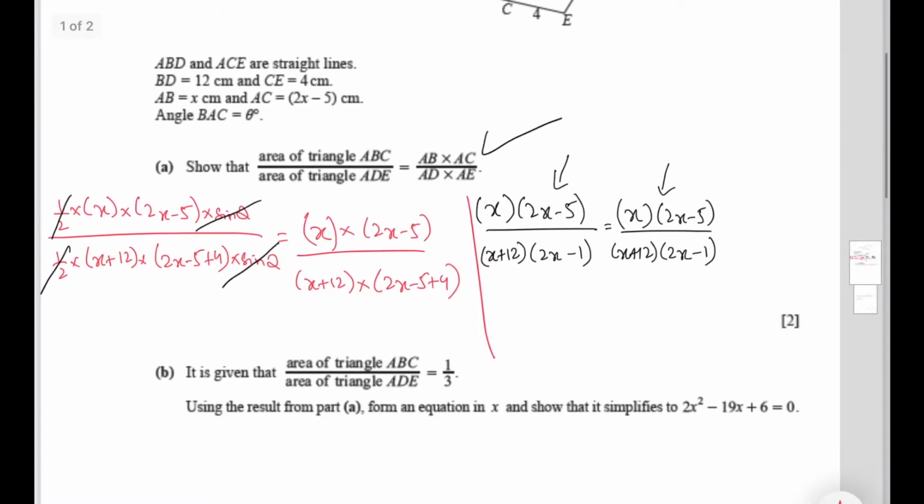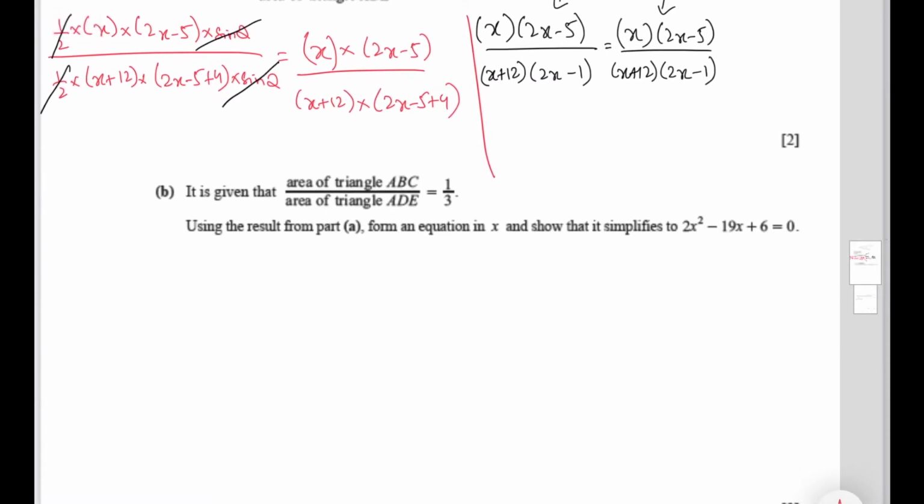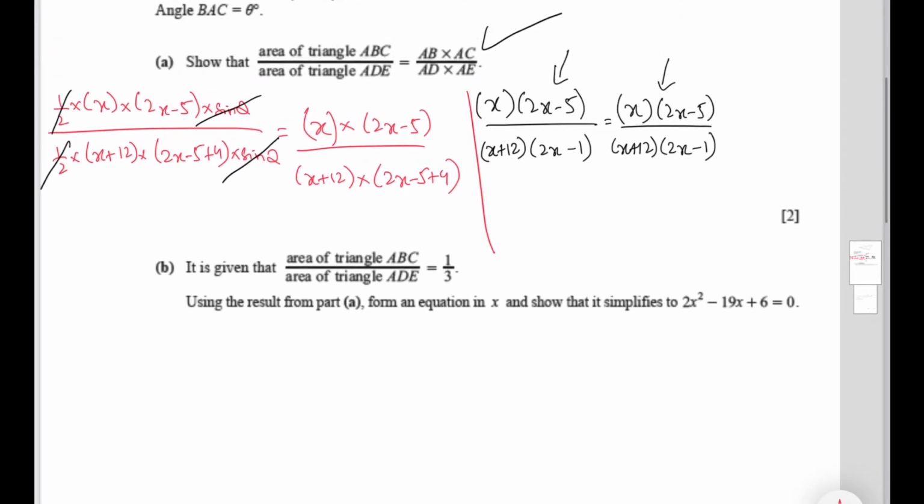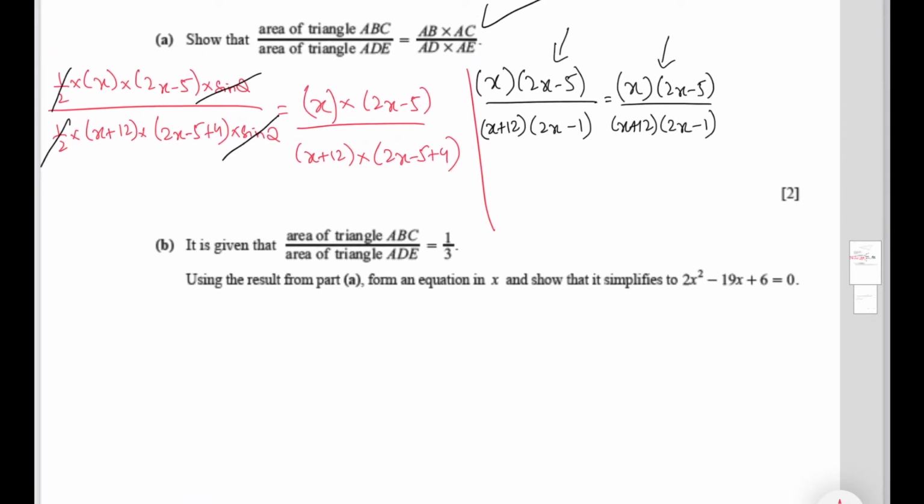The next part says it is given that the area of triangle ABC over triangle ADE is in the ratio 1 over 3. Using the result from part A, form an equation in x and show that it simplifies to 2x squared minus 19x plus 6. So if we look at the areas, first of all, if we compare them, this was x times 2x minus 5 over x plus 12 times 2x minus 1 equals 1 over 3.